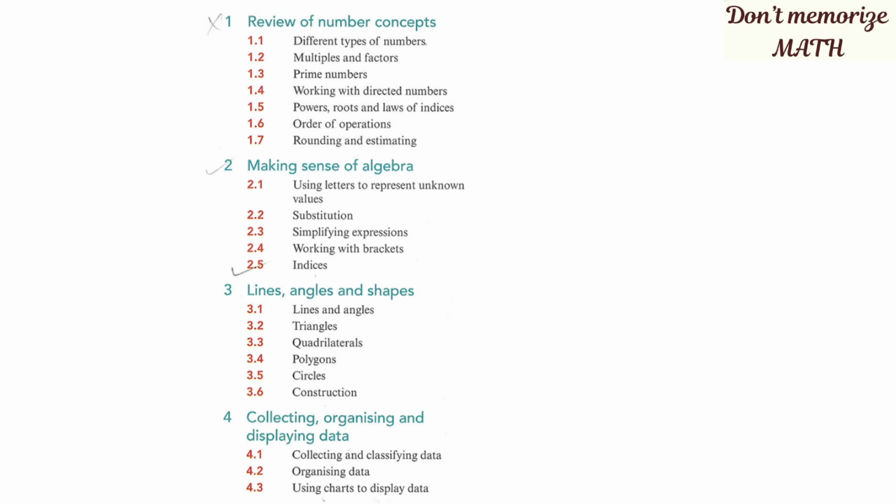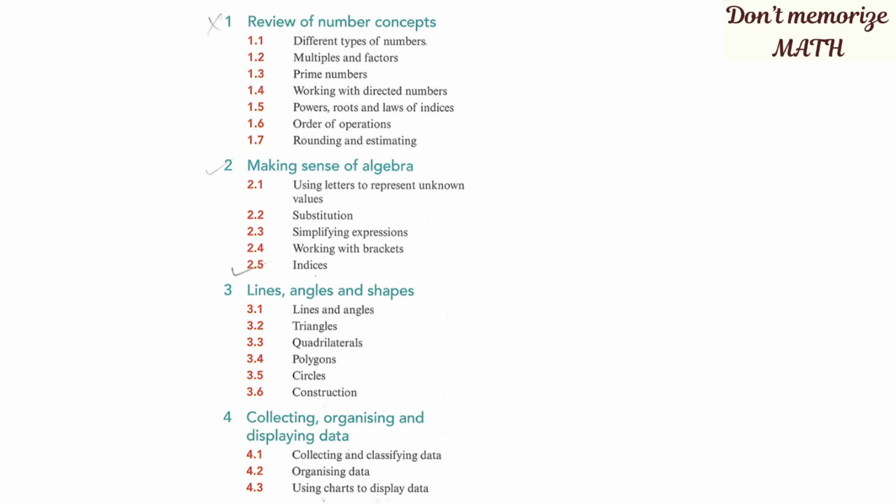The first unit contains these 4 chapters: review of number concepts, making sense of algebra, lines, angles and shapes, and collecting, organizing and displaying data. By the end of these chapters they have given some past paper questions. You can see the past paper questions for unit 1, and like that they have given them for each unit. There are total 6 units, so after each unit they have given some past papers for those chapters.